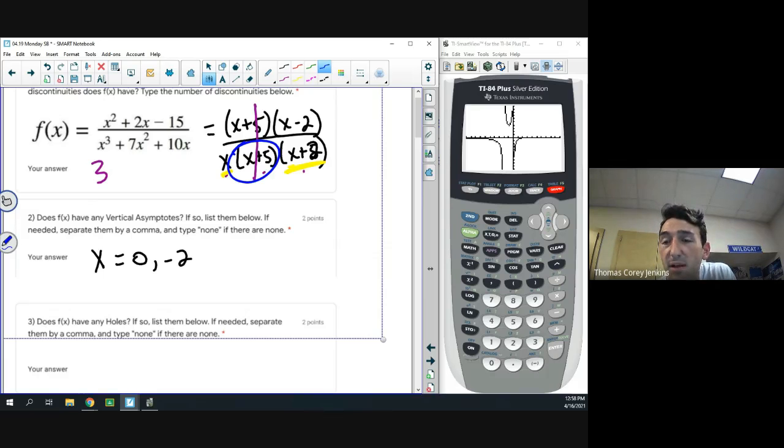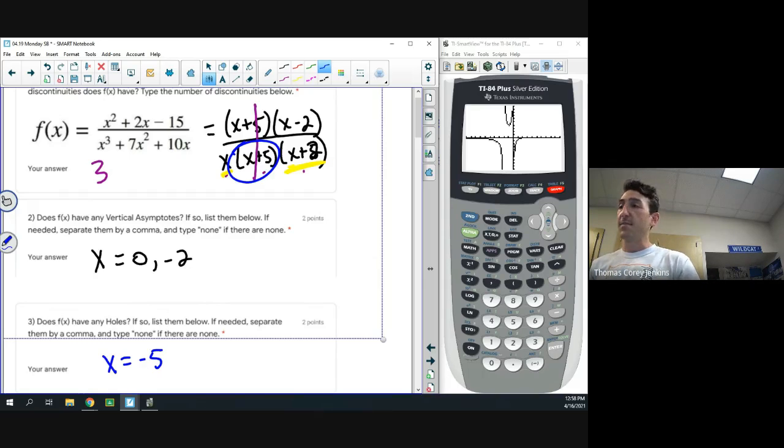So x plus 5 equals 0 gives me that I have a hole at x equals -5. All right, so that's the difference between a vertical asymptote and a hole. Now, if we look at our graph, let's see if it makes a little bit more sense.